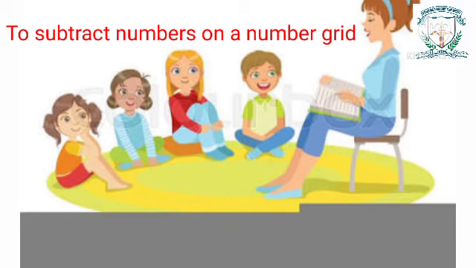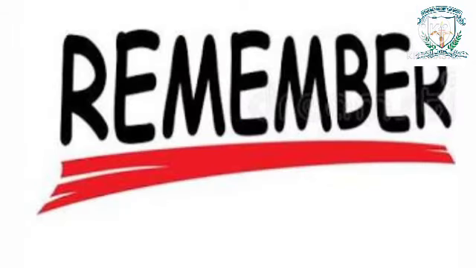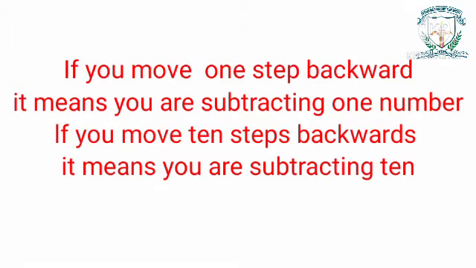To subtract numbers on a number grid, children, we should always remember that if you move one step backward, it means you are subtracting one number. If you move 10 steps backwards, it means you are subtracting 10. Let us understand with few examples.